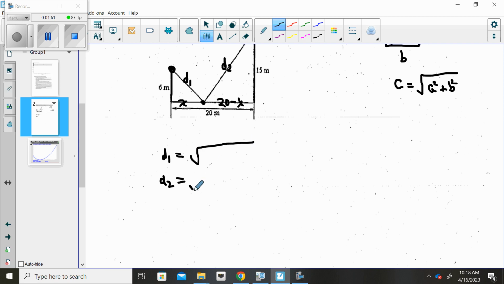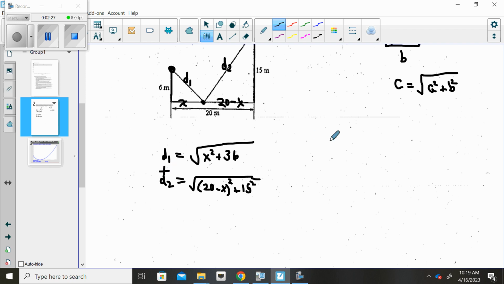Okay. So if you're back, you would have done D1 is the square root of x squared plus 6 squared, 36. Then the quantity, so make sure it gets put in parentheses, 20 minus x for D2 squared, plus 15 squared. You might not know 15 squared off the top of your head, but your calculator does, so go ahead and just enter 15 squared into your calculator. Okay, so you're going to grab your calculator and you're going to do this plus this.